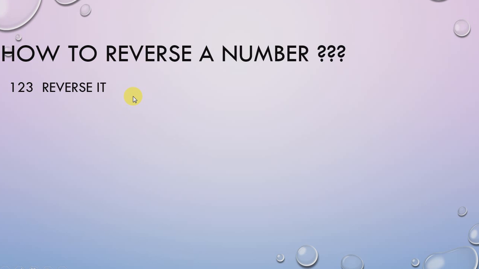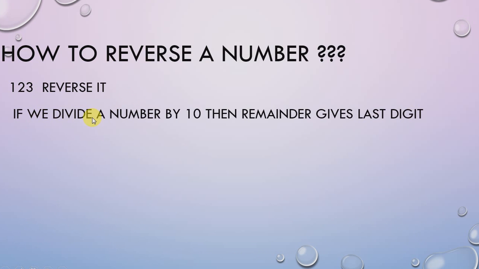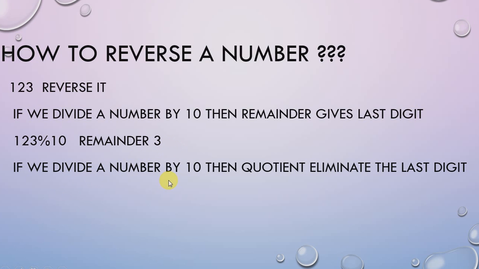So we know that if a number is divided by 10, then remainder gives the last digit. Means if you divide 1 2 3 by 10, then remainder gives 3. And we know that if we divide a number by 10, then quotient eliminates the last digit. Means if we divide 1 2 3 by 10, then quotient will be 1 2. This approach is used in program to reverse a number.